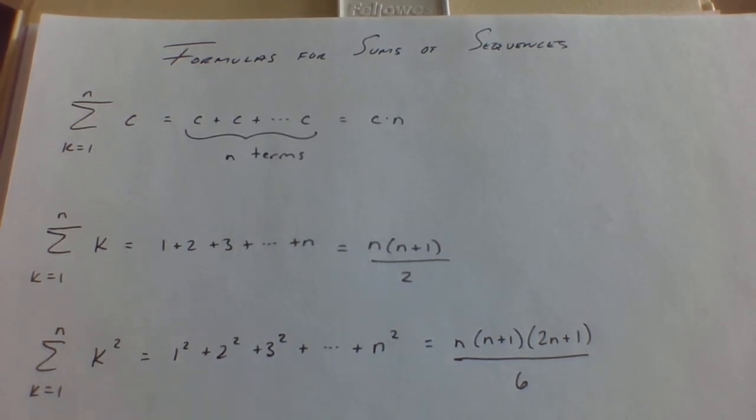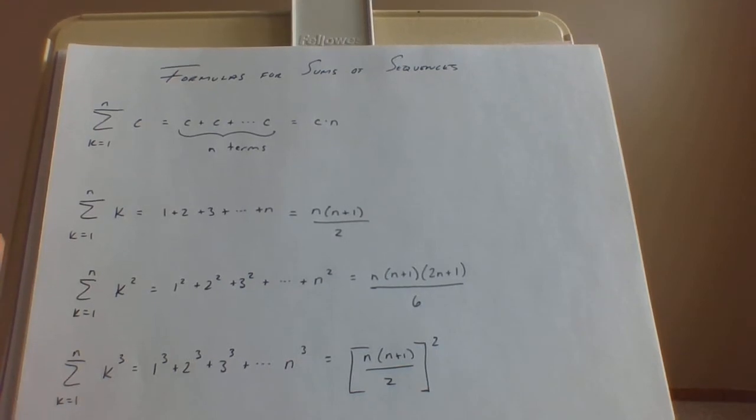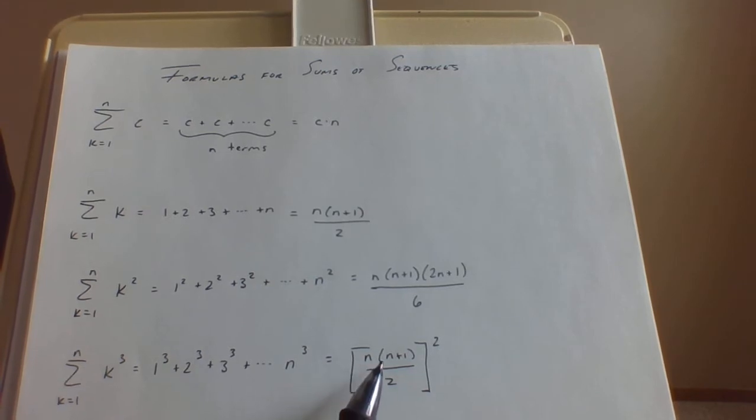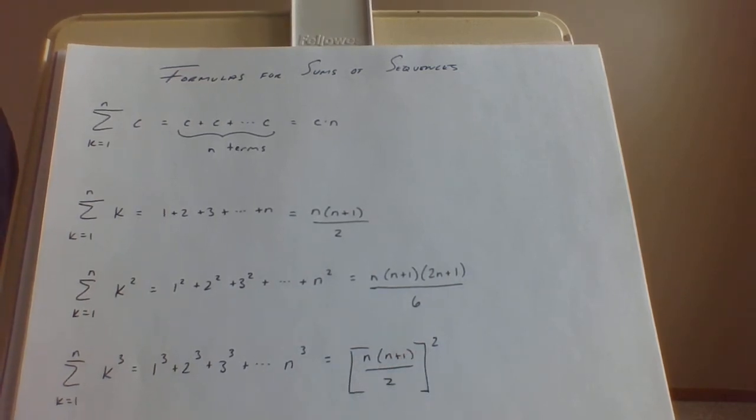Let's take a look at one more. And in this summation, we're going to look at k values from 1 to n of k to the third power. So 1 cubed plus 2 cubed plus 3 cubed all the way up to n cubed. Our summation in this case is going to be equal to the fraction n times the quantity n plus 1, all of that over 2, and we're going to take that whole fraction and we're going to square it. Now let's take a look at a couple examples that use these formulas.